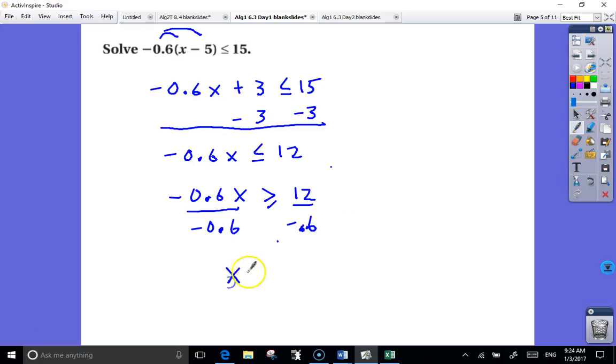So x is greater than or equal to, say it again, negative 20. Right? So if I was going to graph it, negative 20 goes in the middle. Open or closed circle? Closed. Right or left? Right.